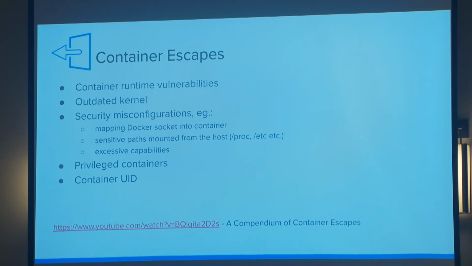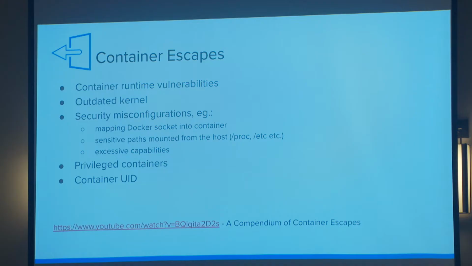There are some misconfigurations that might allow container escapes, such as mapping Docker sockets into containers, or mounting file paths from the host into the container that can contain sensitive host files and things like that. And there's this concept of privileged containers. Privileged containers are created so that if a workload needs access to the host itself, this is how you do it. Privileged containers are essentially not contained, so they can have access to the host's process namespace, networking, and all of that.